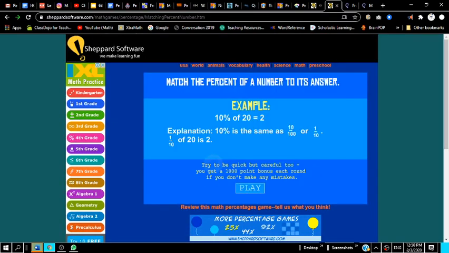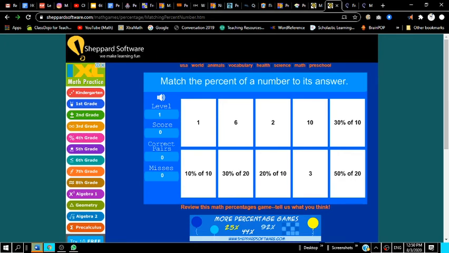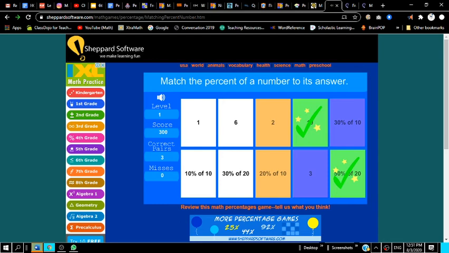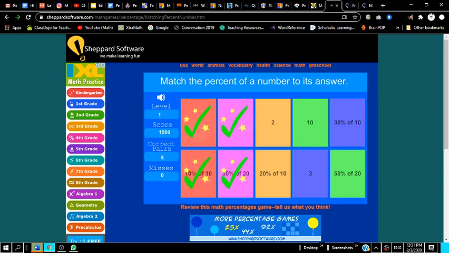You can also do percents of a number. You can play that, right? So 30% of 10 would be 3, I believe. Yep. Okay. 20% of 10 is 2. 50% of 20 would be 10. 30% of 20 would be 6, and 10% of 10, there you go.